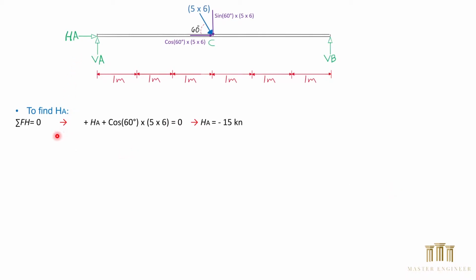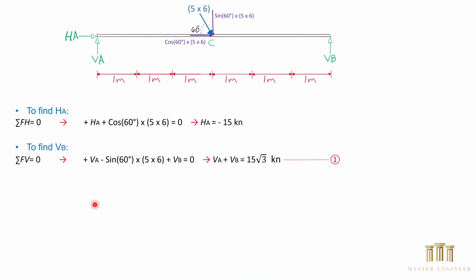To find HA, the sum of all horizontal forces should equal 0. We have HA acting to the right, therefore positive, and we have positive cosine 60 multiplied by the 5 kN per meter of the UDL multiplied by the total length of the beam, which is 6 meters, equals 0. HA equal negative 15 kN. So that shows HA is actually acting to the left. We move on to find VB.